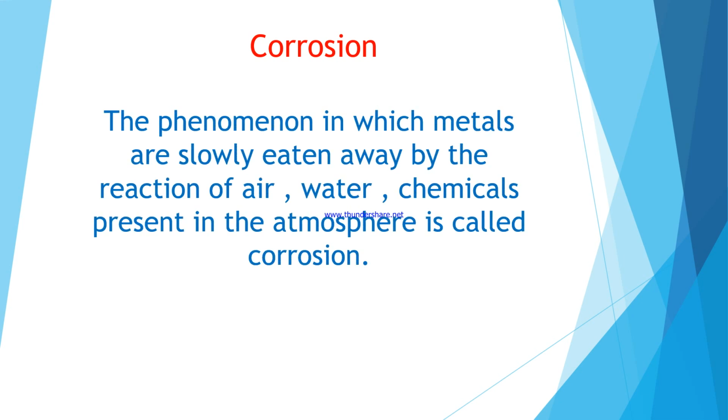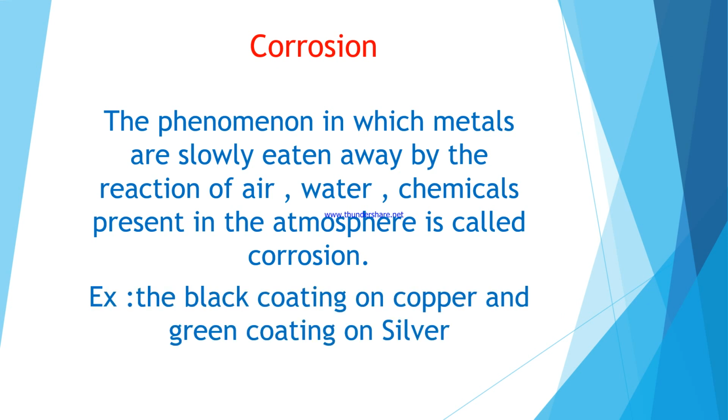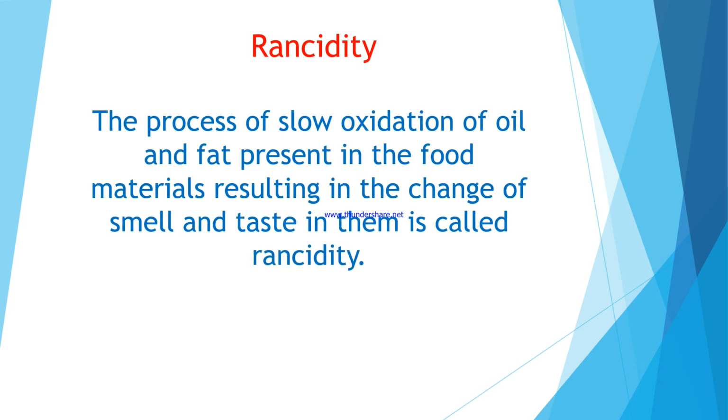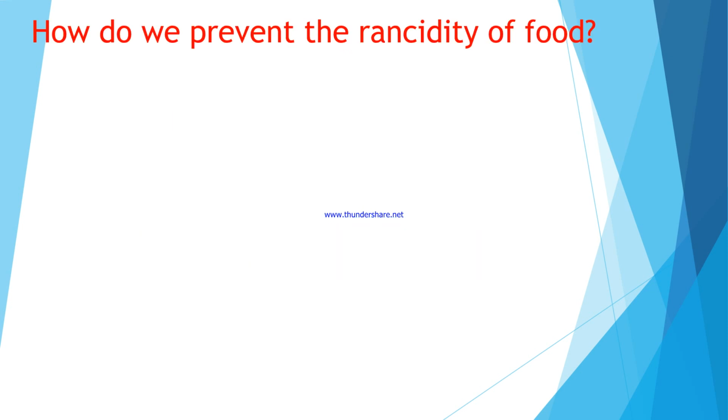The phenomenon in which metals are slowly eaten away by the reaction of air, water and chemicals present in the atmosphere is known as corrosion. For example, the black coat on copper and the green coat on silver articles are all because of corrosion. There is another phenomenon known as rancidity. This is the slow oxidation of oil and fat present in food materials, resulting in a change in the smell or odor and the taste of the food items. This is known as rancidity.